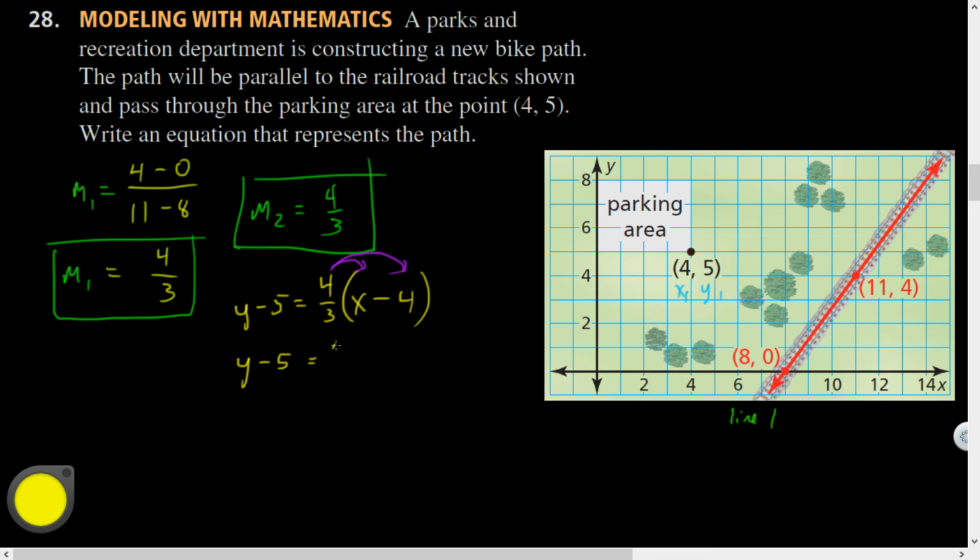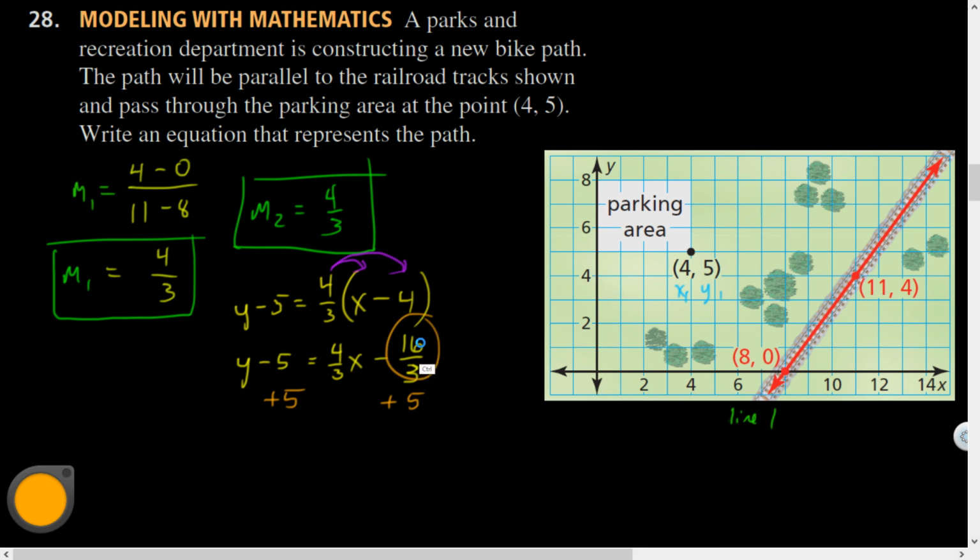Y minus 5 equals 4/3 x. Now 4/3 multiplied by 4. Can I do 4 divided by 3? Not really. So I'm just going to do 4 multiplied by 4. I get 16, and then divide by 3. So I'll have 16/3, and it's going to be negative. And now how do I get y by itself? Yeah, add 5 to both sides.